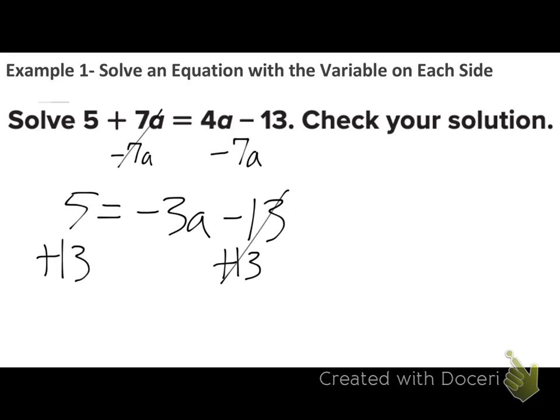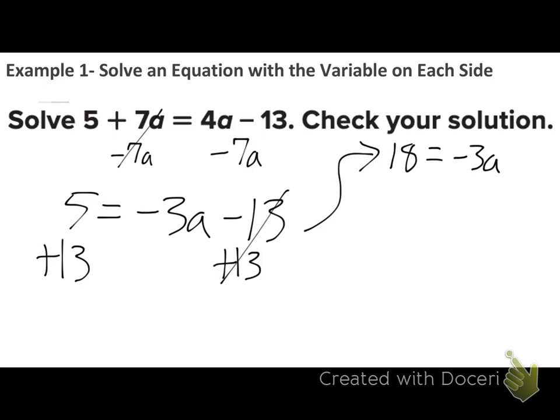Okay. On the left side, what is 5 plus 13? 18. Equals, what do I have left over on the right? Negative 3a. Any questions on what I've done? Okay, so I've got my variables to one side. I've got my constants to the other side.